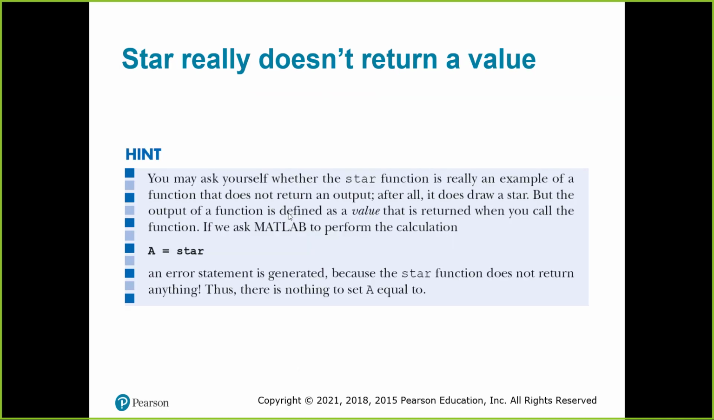Anyway. So here's one error that I noticed in the textbook, and I've talked to Holly about it. This line right here says, it's an example, it does not, after all, it draws a star, but the output of a function is defined as a value that is returned when you call a function. A star does not return anything, thus it is not set equal to. And this is what I have an issue with, because in earlier chapters we stressed that the equal sign, when you're doing this, does not set it equal to, but assigns a value to that variable. So this should be changed. I think I've already told her about that one, but she may have forgotten.